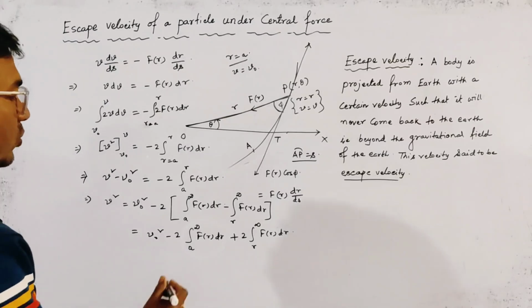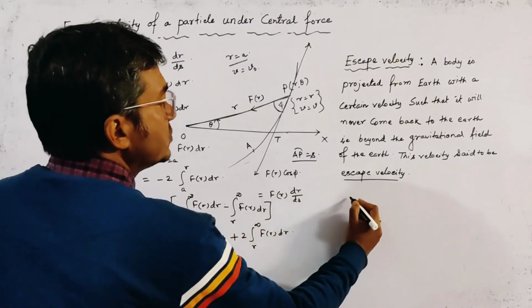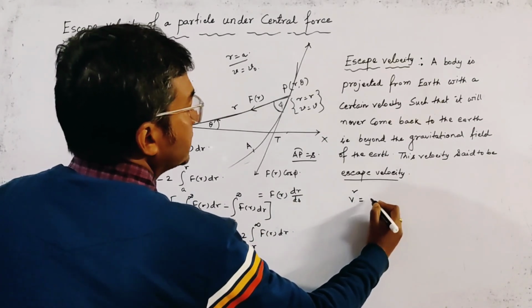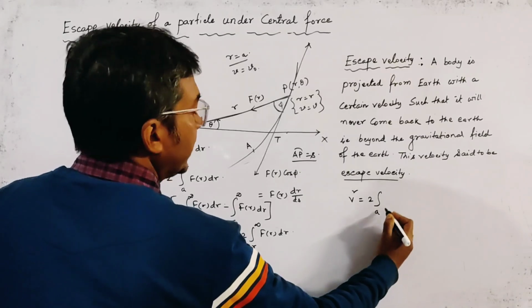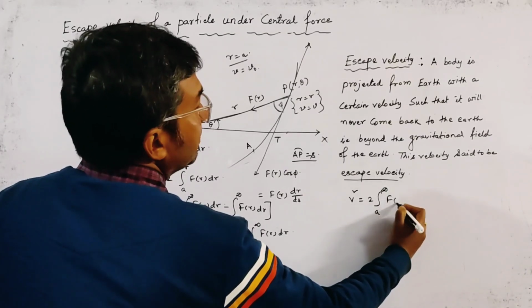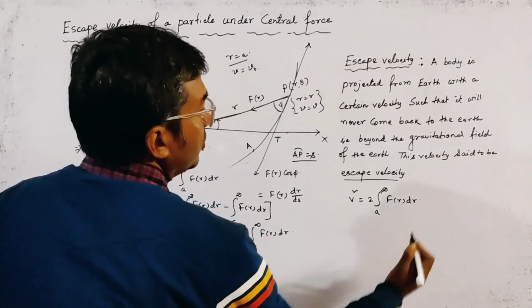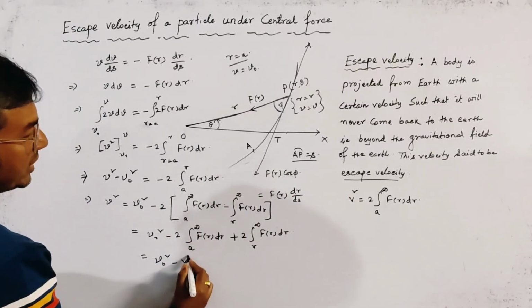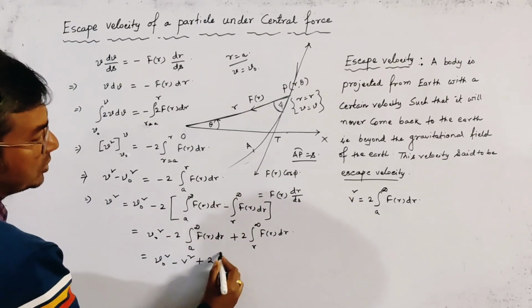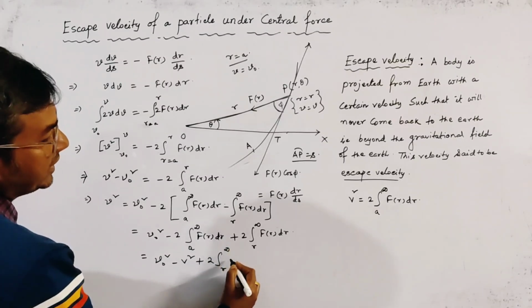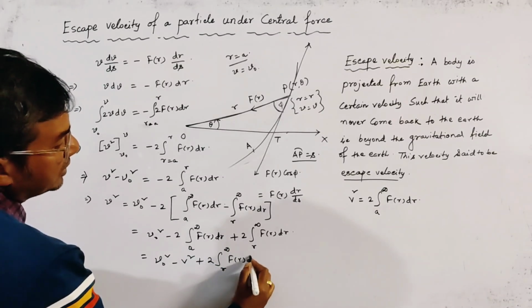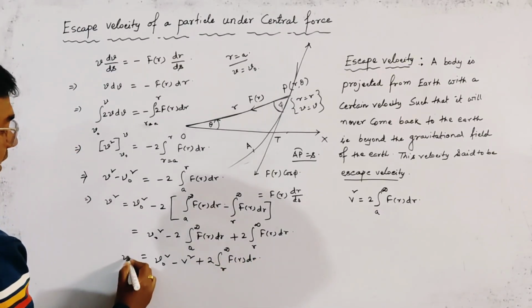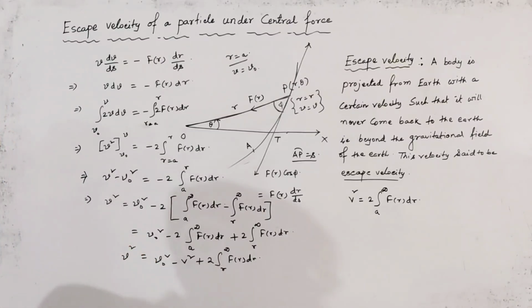Okay, and we put this value, that is we put here v square equal to 2 into integration a to infinity f of r dr. Okay, now putting this value we get v0 square minus V square plus 2 into integration r to infinity f of r dr, and the left side is obviously v square.